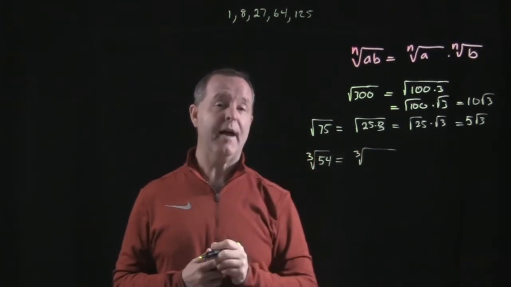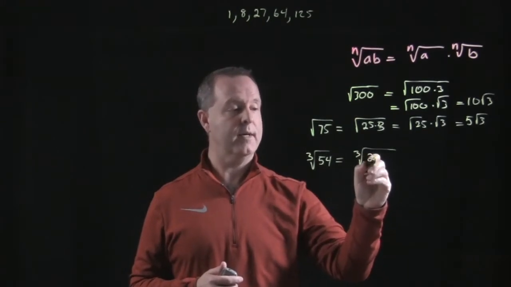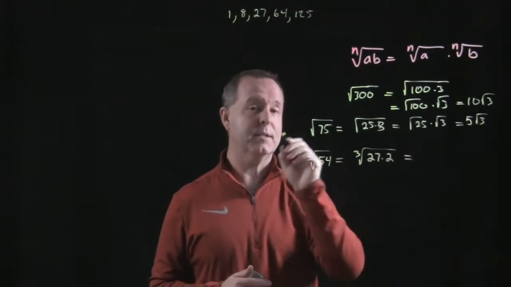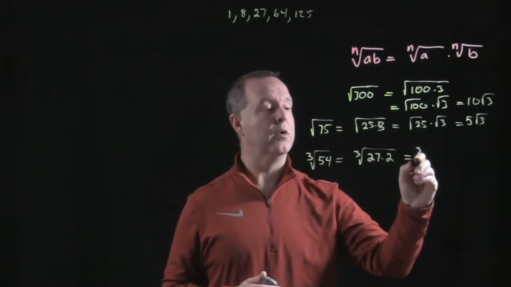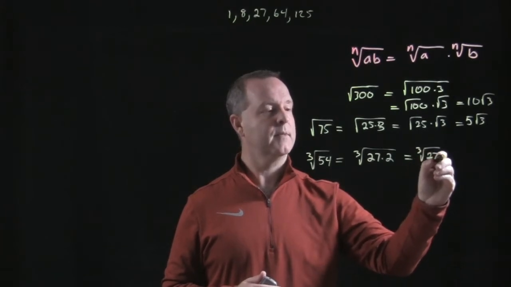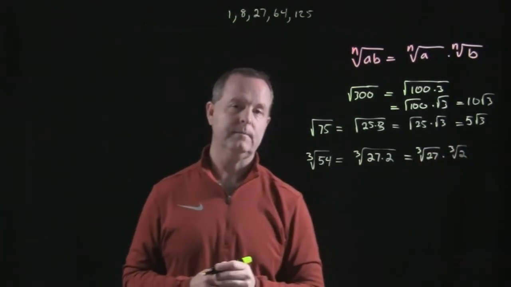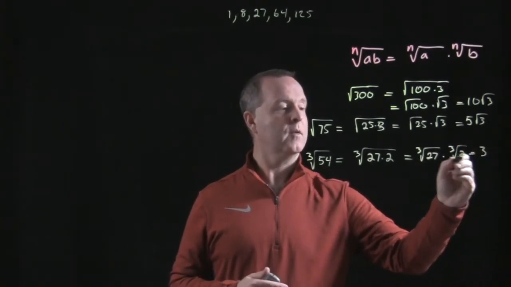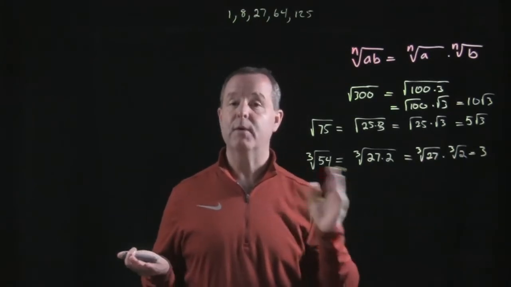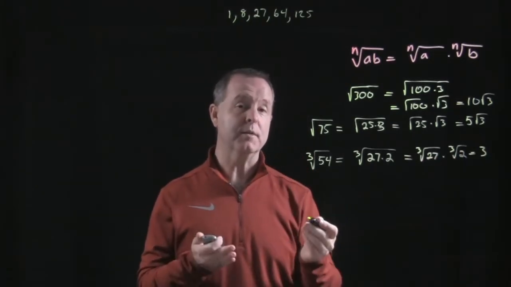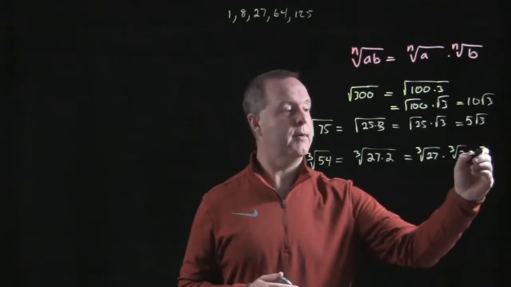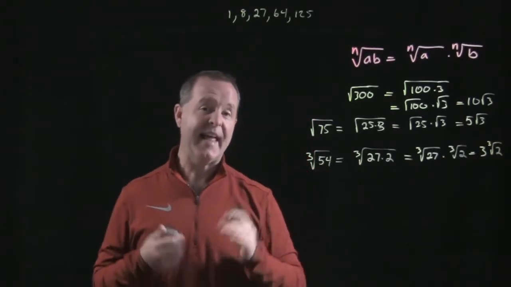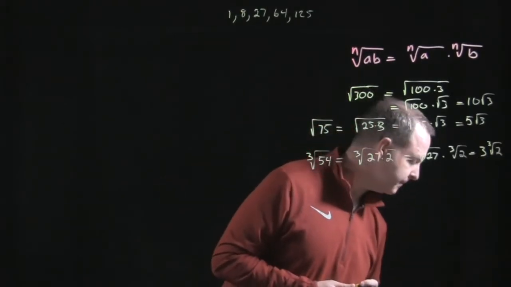54, well, 27 is a factor. So 54 can also be written as 27 times 2. Break it apart into their own specific indexes or roots. So the cube root of 27 times the cube root of 2. The cube root of 27 is 3. And the cube root of 2 cannot be reduced any further because there's no perfect cube that is a factor of 2. So my result then is 3 cube root of 2, and that is in its simplified form.